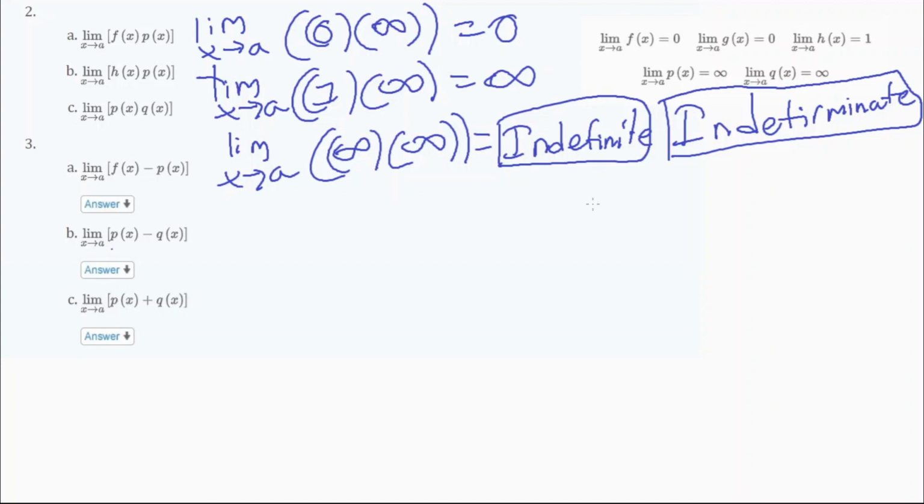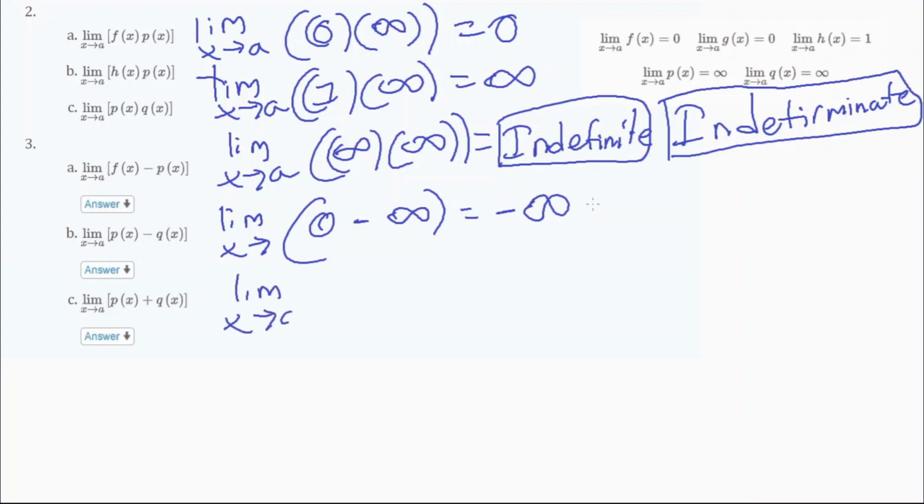Number 3 is a case of subtraction and then addition. So we have limit as x goes to a of f of x minus p of x. f of x is 0 minus p of x, which is infinity, and this is just a simple case of subtraction. It's going to be negative infinity as our answer. And now b is going to be limit as x goes to a of p of x minus q of x. p of x is infinity, q of x is infinity, so infinity minus infinity is going to be indeterminate.